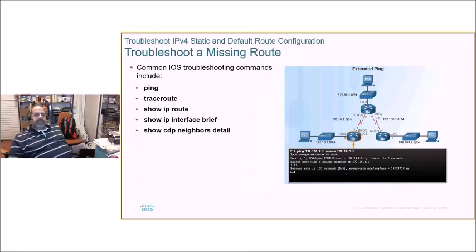So, how do we troubleshoot a missing route? Ping, of course, will give us a binary answer, either yes or no. It works or it doesn't. While trace route will actually help us approximately isolate where the problem might be, because it shows you every hop along the way. Of course, you can do show IP route to see if the routing tables are as they should be. And you can do show IP interface brief and show CDP neighbors also to do a bit of fault finding.